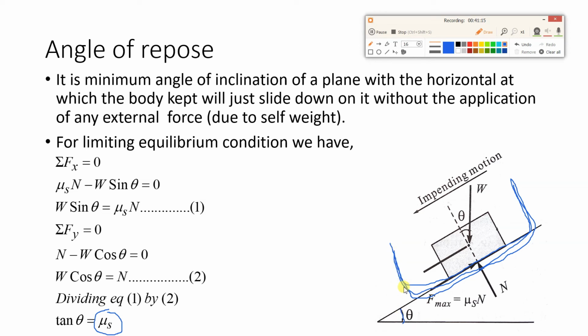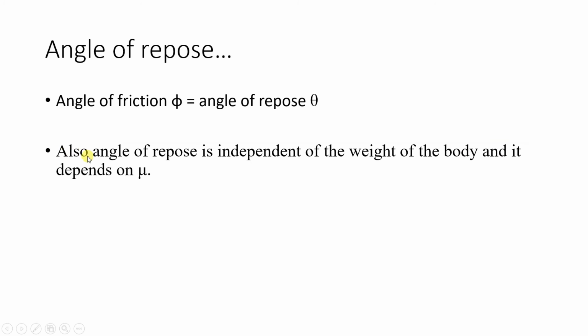Now if the tray which is sliding on the inclined plane is made of glass, and the inclined plane is made of wood, then the surface changes. In that case the angle of repose will be different. So the angle of repose is independent of the weight of the body and it depends on mu.